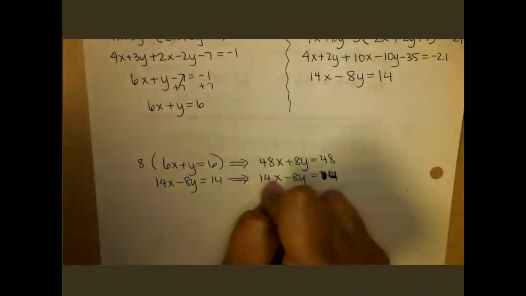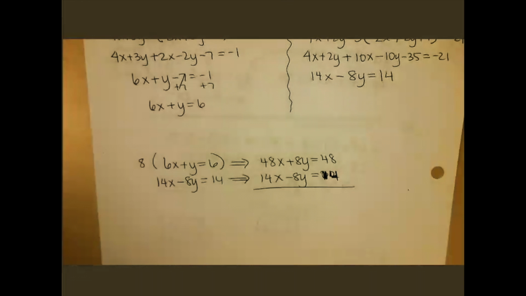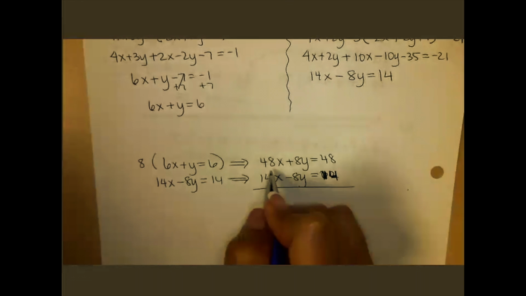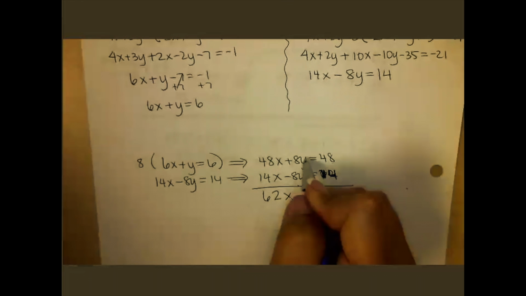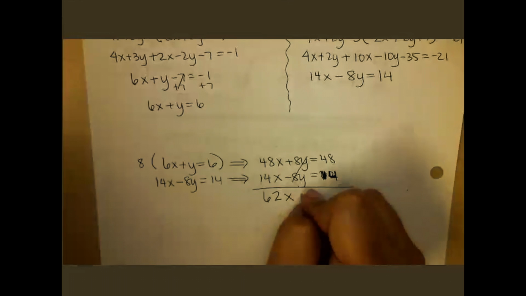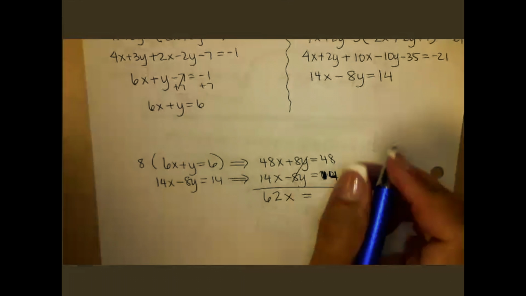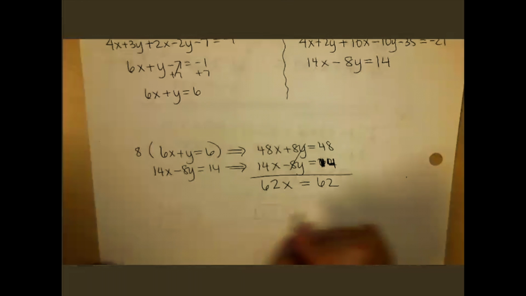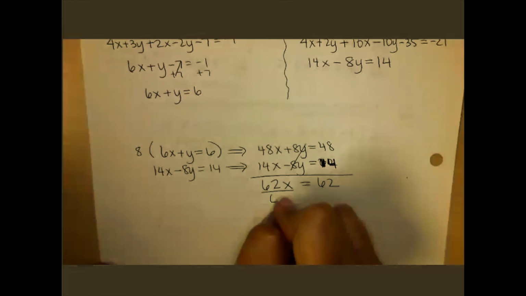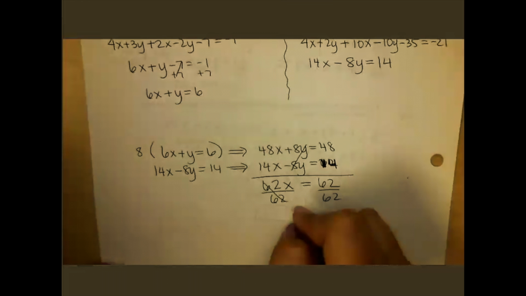Now we're ready to add those two together. 48 and 14 give us 62x. 8y and negative 8y is 0, so that's going to go away. And 48 and 14 is 62. Last step, we divide by 62. X is equal to 1.